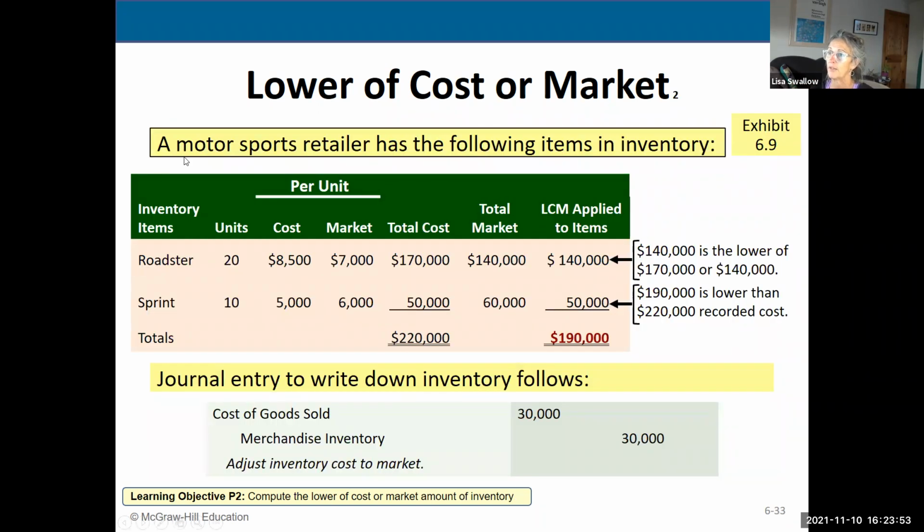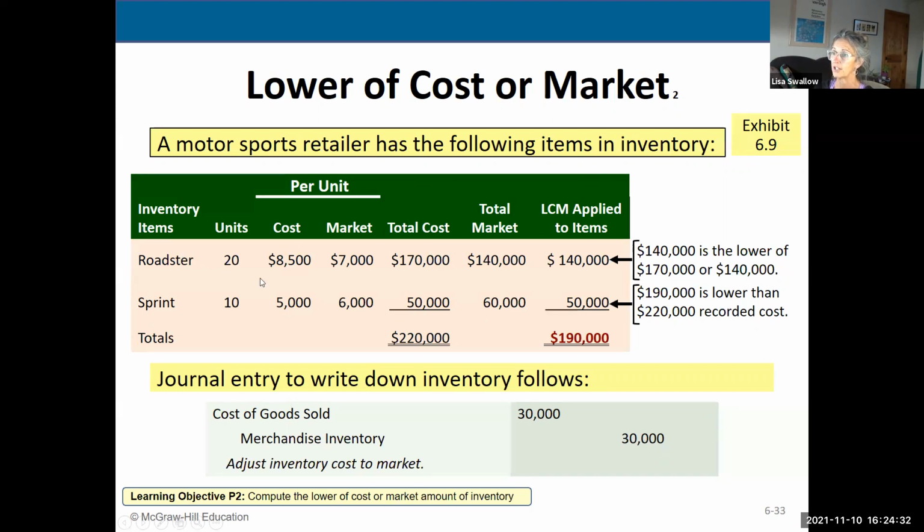So in this example, we have a motorsports retailer, and they have two things in their inventory. They have roadsters and sprints. And they paid $8,500 for each roadster, and they paid $5,000 for each sprint, right? Cost. But right now, the replacement value, in other words, what they could buy the roadsters and the sprints for, it's gone down for the roadsters and up for the sprints. So the way that you work this is you've got to set up these three columns: total cost, total market, and LCM, lower of cost or market.